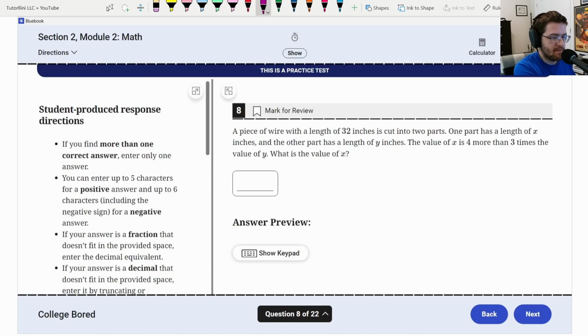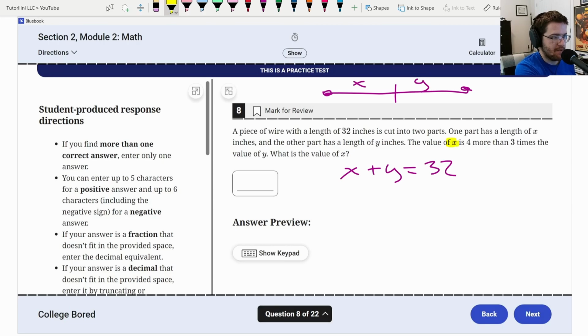Okay, question 8. So we've got a piece of wire, and it's broken up into 2 parts, x and y. And the whole thing has a length of 32 inches. So x plus y equals 32. That's one of our equations. And then the other equation we need to break down very carefully.